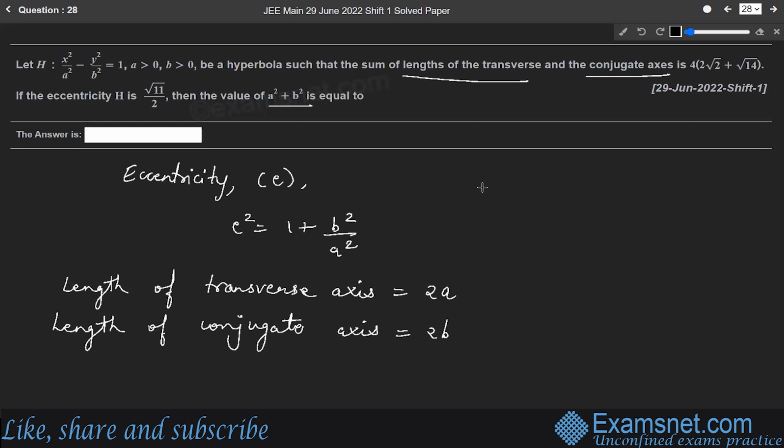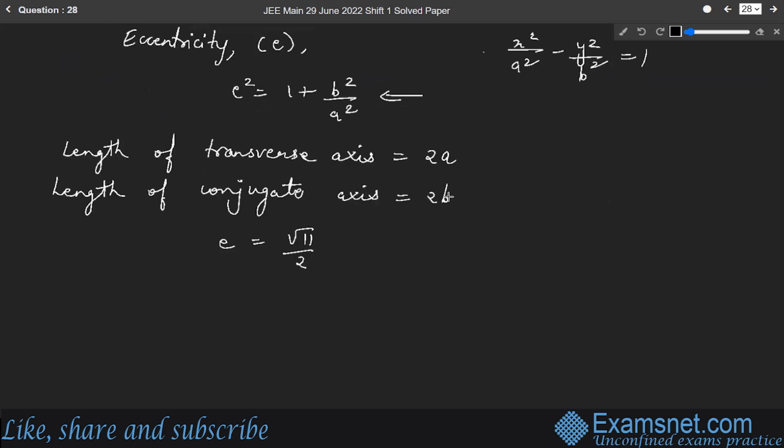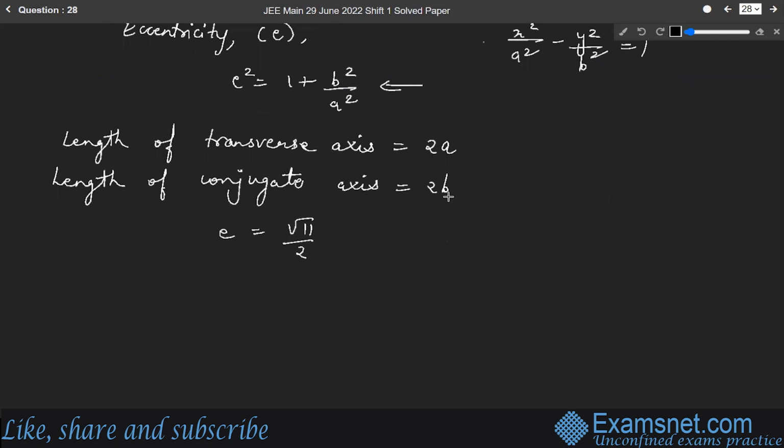A hyperbola is given here, which is x square upon a square minus y square upon b square is equal to 1. And the eccentricity is given here, which is under root 11 by 2. It means that E is equal to under root 11 by 2. So let us substitute the value of E in the formula for eccentricity. The formula is E square is equal to 1 plus B square upon A square. If E is under root 11 by 2, then E square will be 11 upon 4. So this is equal to 1 plus B square upon A square, right? So from here we can get the value of B square.